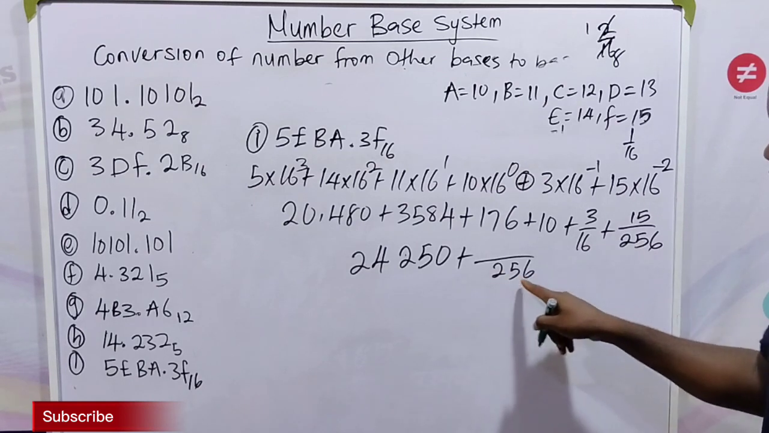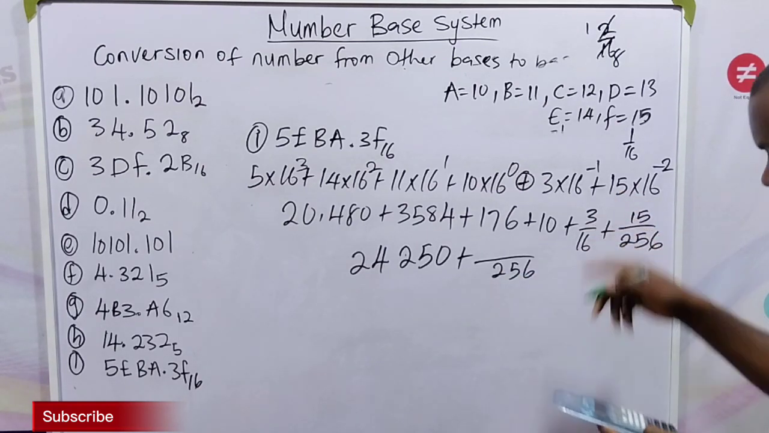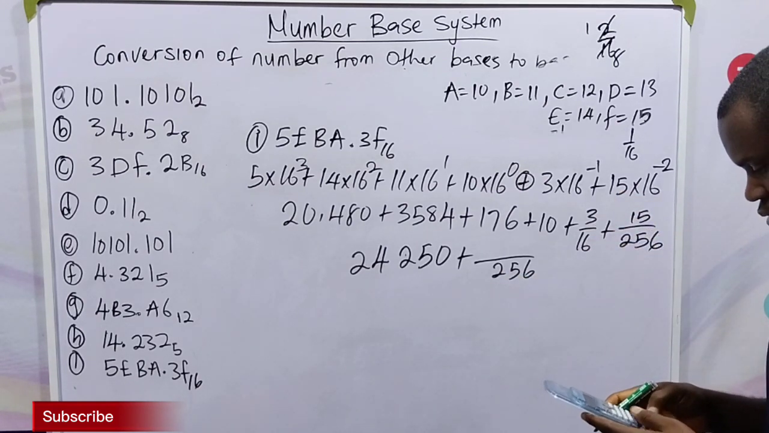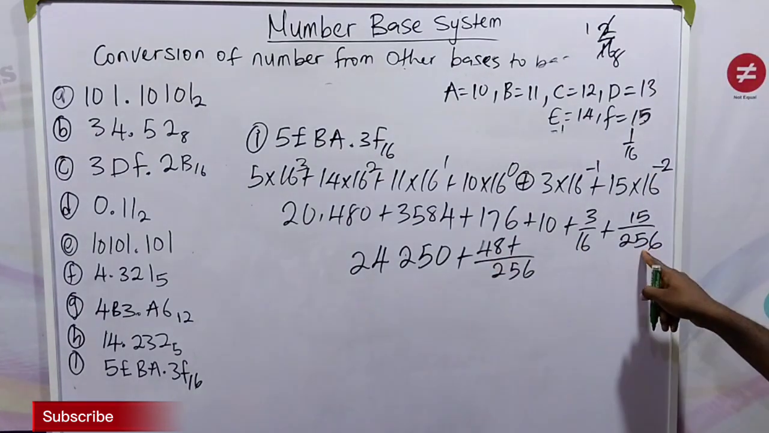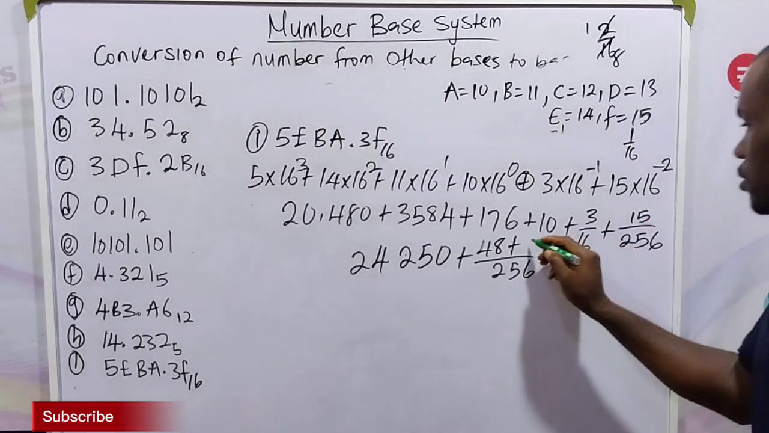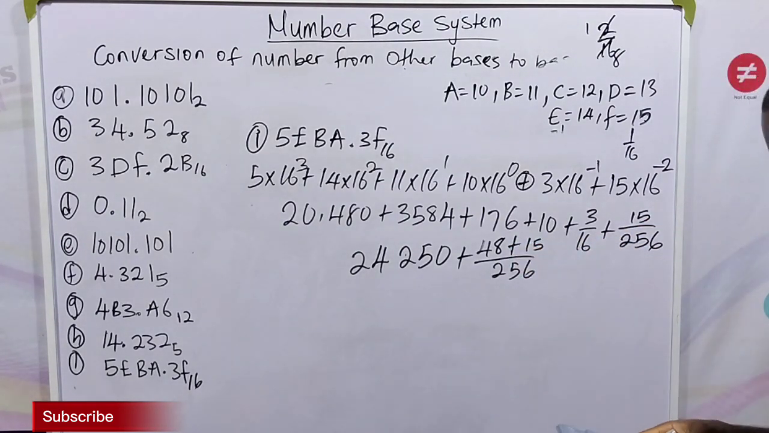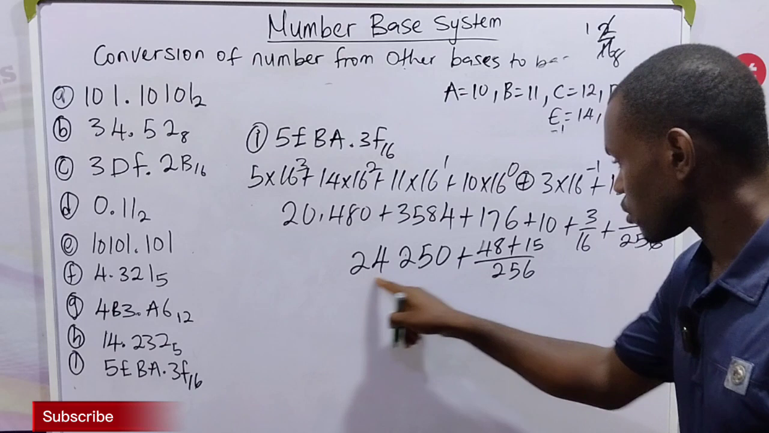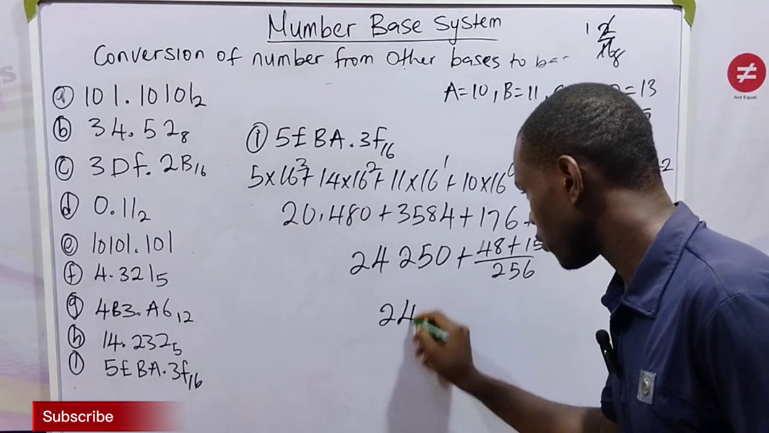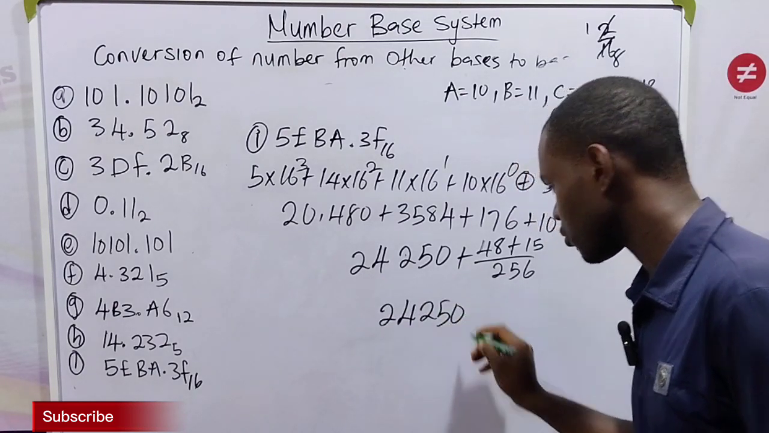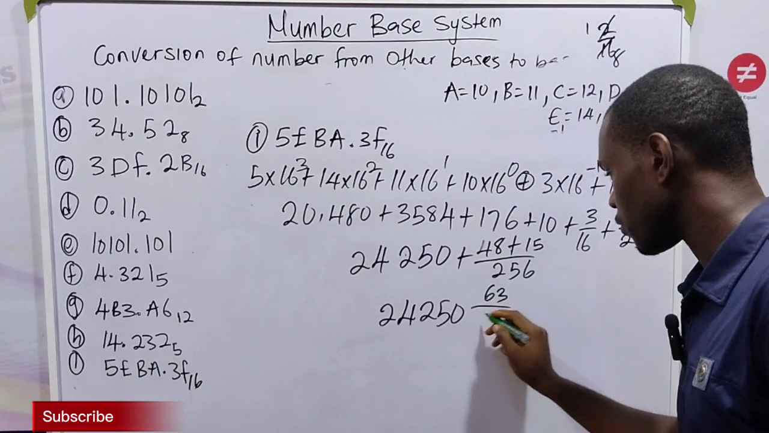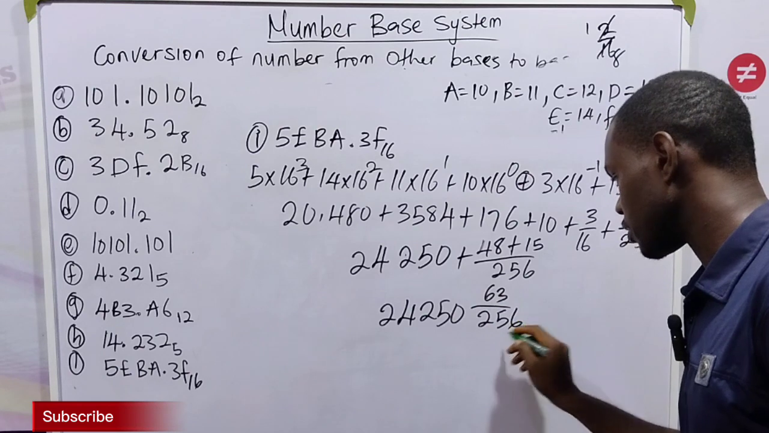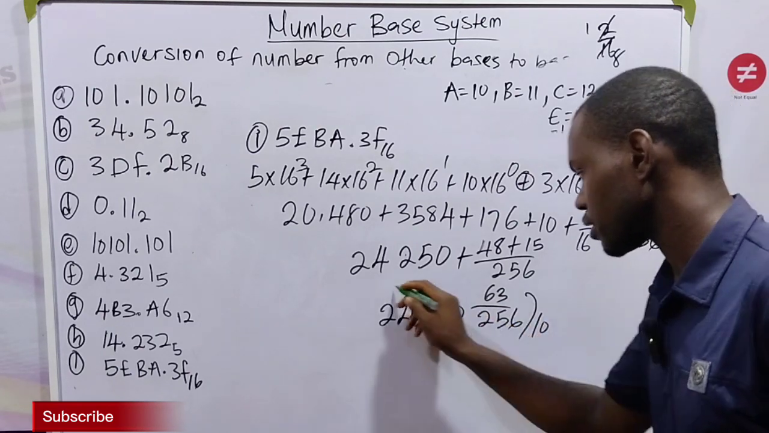So let's operate. 256 divided by 16 will give us 16. 16 times 3, we have 48. This divided, this is 1 times 15, we have 15. So we add. We now have 24250 whole number, 63 over 256, and that is in base 10.